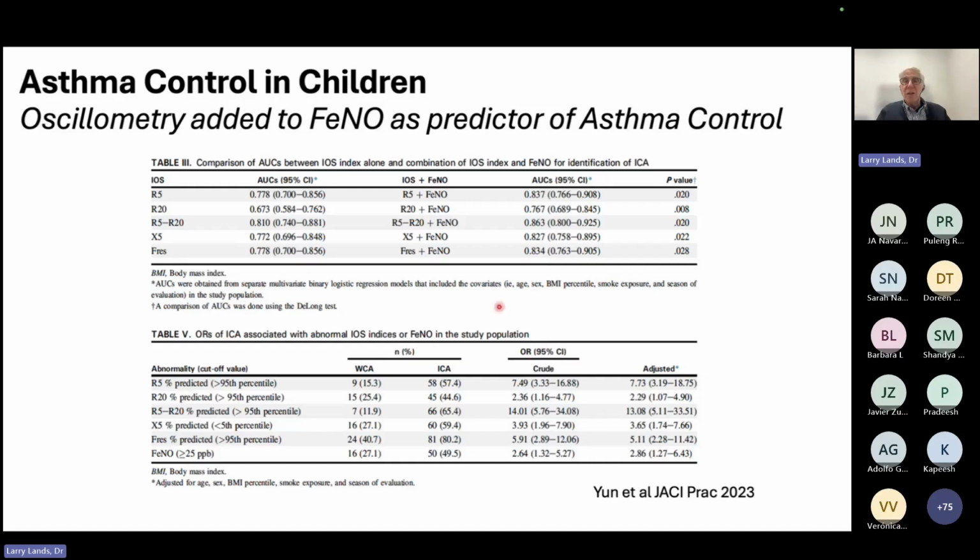Similarly, the odds ratio of having abnormal oscillometry in those with poorly controlled asthma was significantly high. You can see it is much higher than just predicted by having an elevated FeNO, and these odds ratios are significantly elevated even after adjusting for sex, age, BMI, smoking, and seasonal aspects. So again, this points to oscillometry being a helpful guide as to how well patients are controlled.